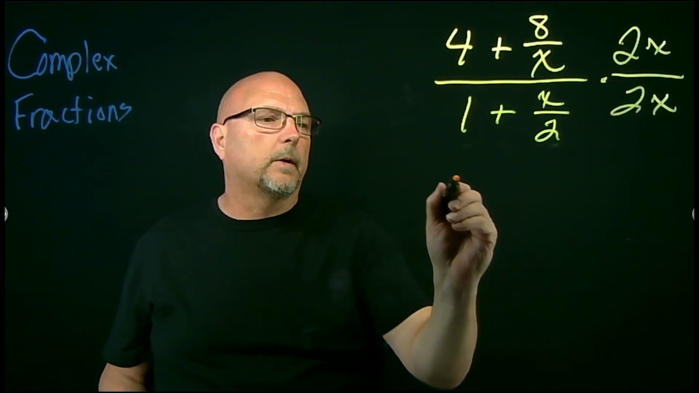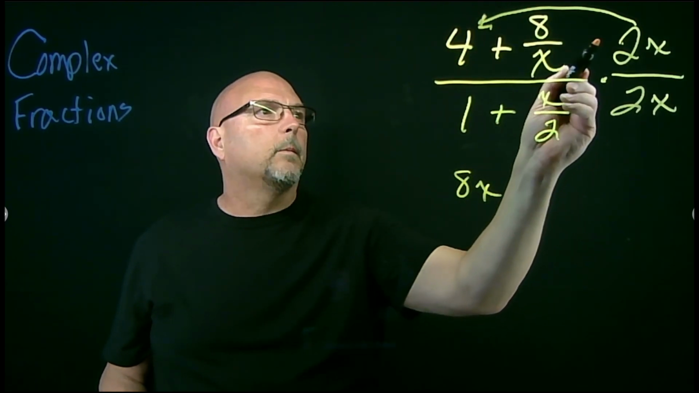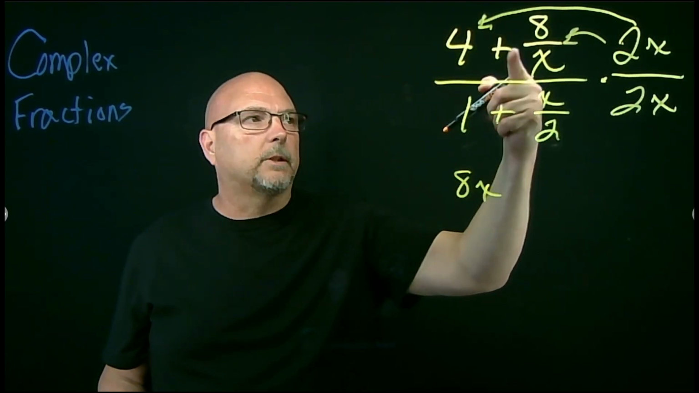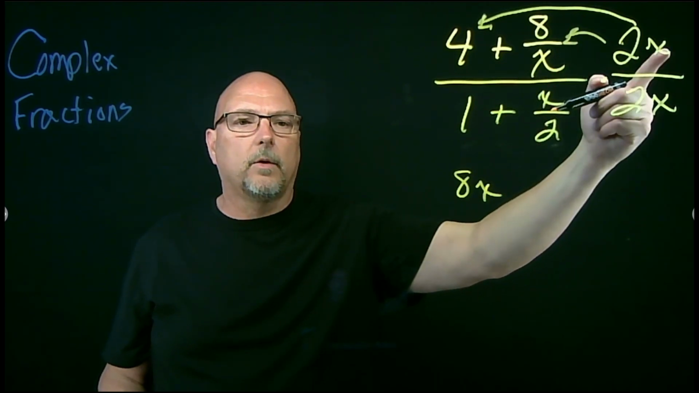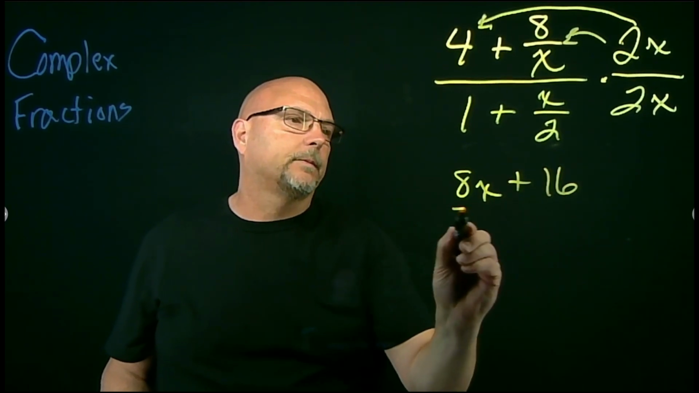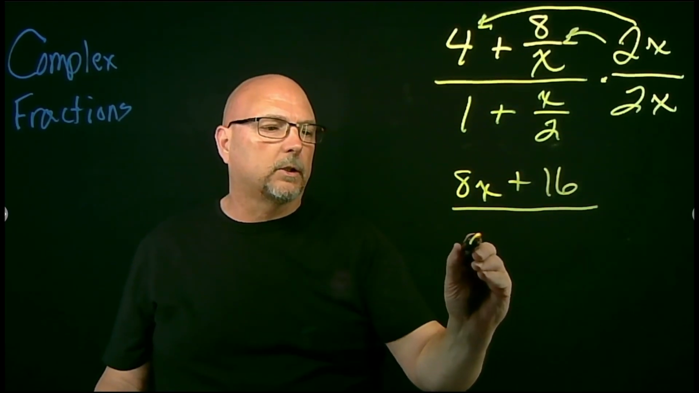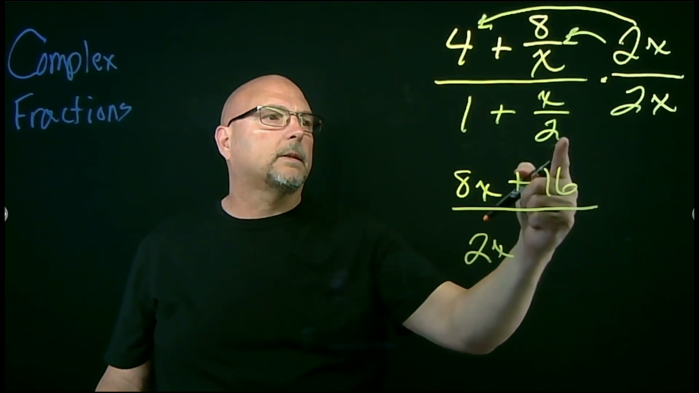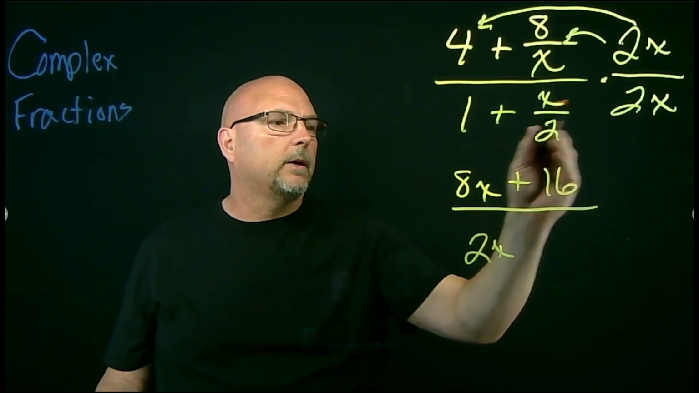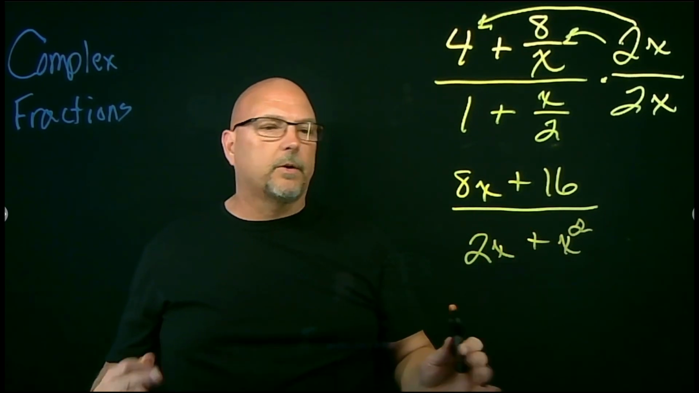2x times 4 is 8x. So that's this multiplication. Then multiply here. This is 2x times 8, which is 16x over x. So those x's will cancel out and will just leave us with a 16. Then going to the denominator, 2x times 1, well, that's just 2x. And 2x times x over 2, those 2's cancel, and that leaves us with just plain old x squared.